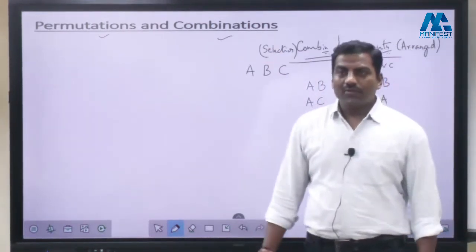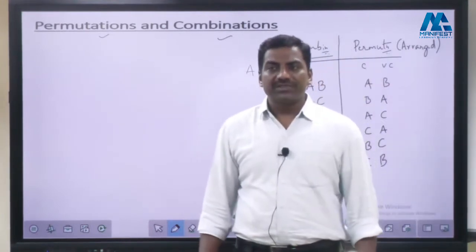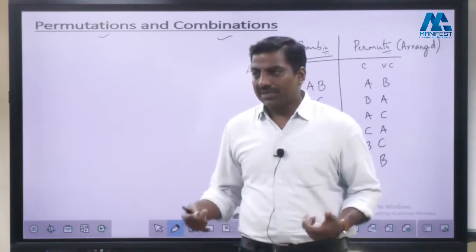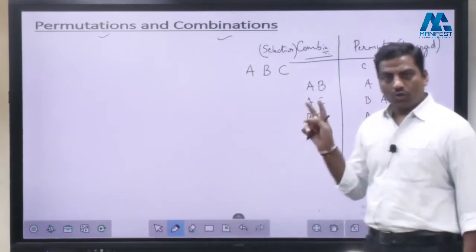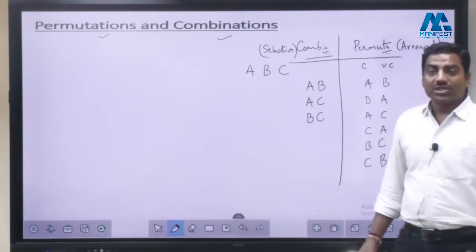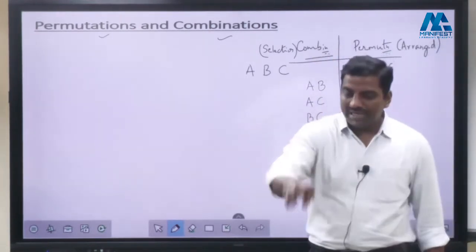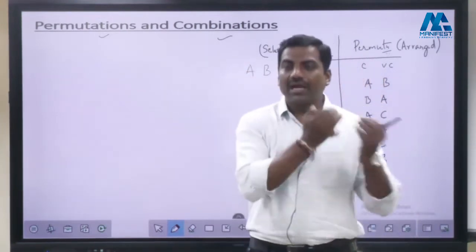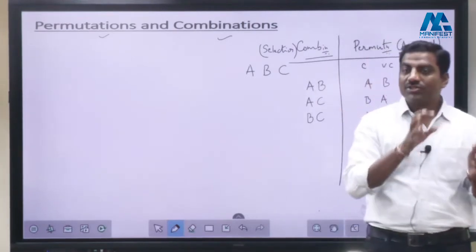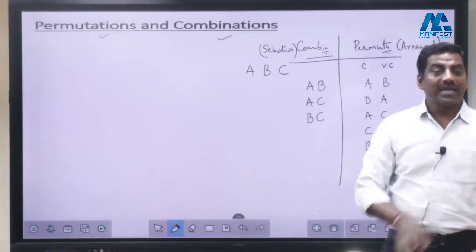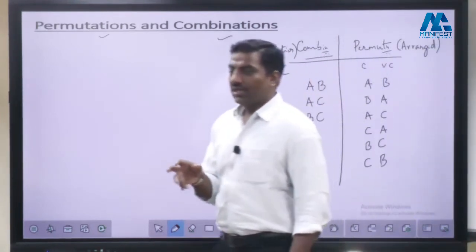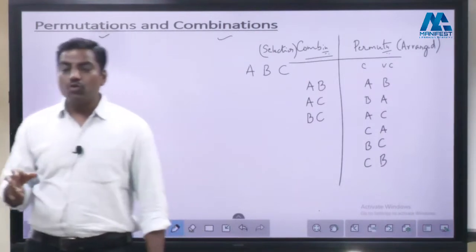Among those 2 people, if you want to name a captain and vice captain, how many ways can we do it? A captain, B vice captain, B captain, A vice captain. So 2 persons are there, 2 ways we can do. So in combination, it is only selection. It is just picking. But in permutation, you pick and arrange. Getting my point?